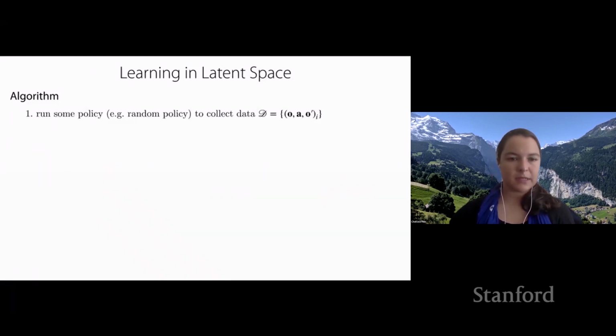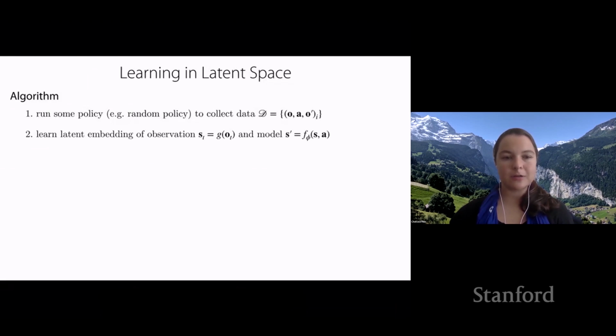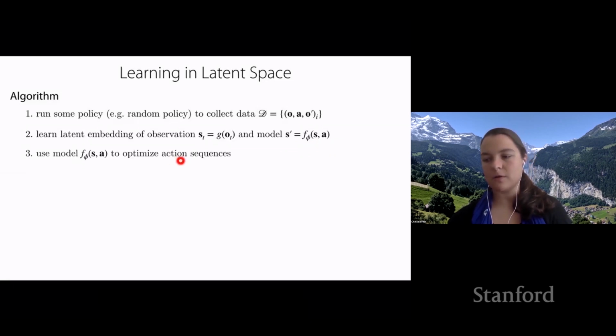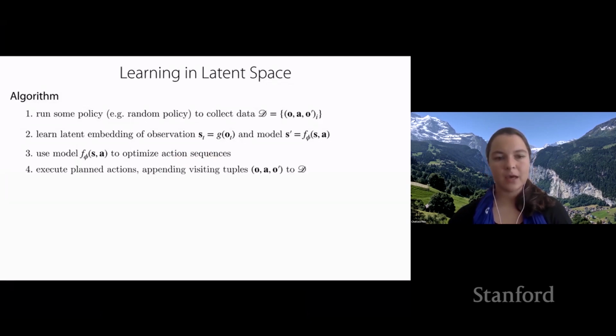And the algorithm looks something like this. You run some policy to collect data. You then learn a latent embedding of your observation space that maps from O to S and a model in that latent space. Then you can use this model to optimize over a set of action sequences, just like before, and then execute your planned actions and append the visited observation, action, next observation tuples to your data set.